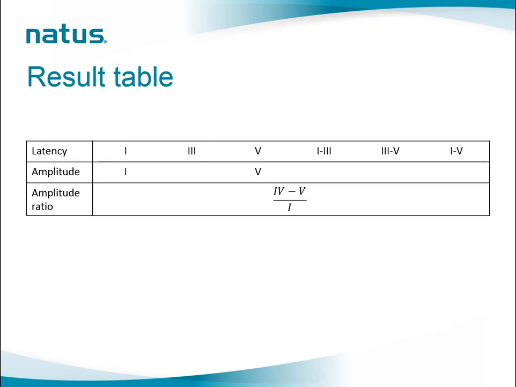Regarding the results, we need to mark at least the first 5 waves. What the ACNS recommends is to mark and read the latency for peaks 1, 3, 5, and the latency difference between peaks 1 and 3, 3 and 5, and 1 and 5. Normally peak 3 should be in the middle between peak 1 and peak 5, so the latency difference between 1 and 3, and 3 and 5 should be the same, and half of the latency difference between 1 and 5.